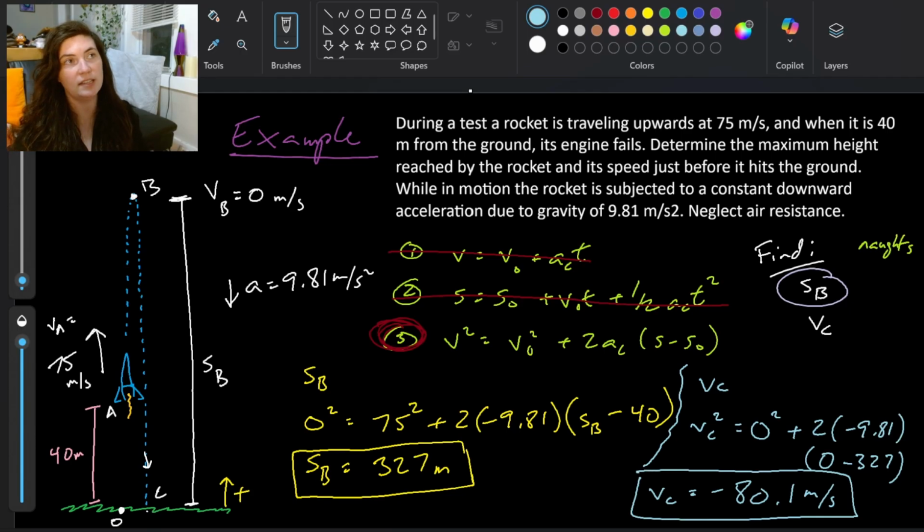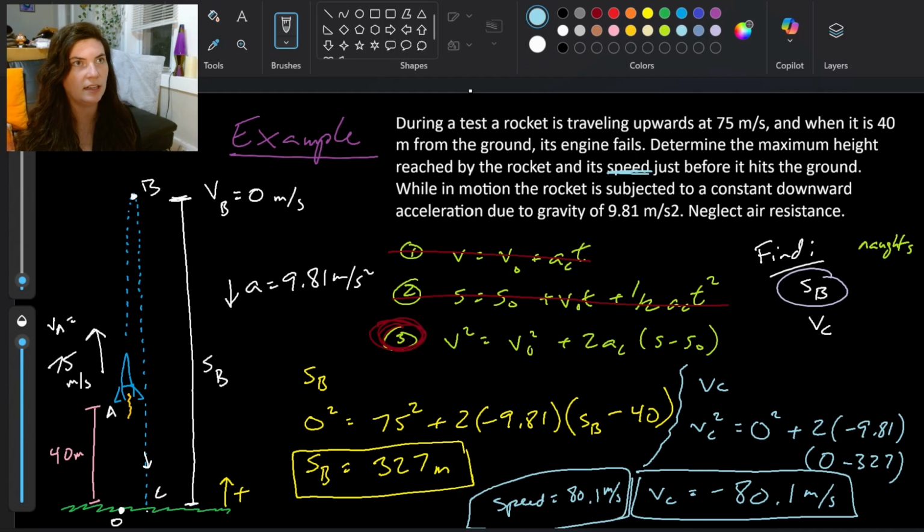Now that of course is velocity, it's a negative sign because it's going downwards towards the Earth, but the question did just ask for speed, so I really don't need to say negative 80.1 meters per second. I can just say speed is 80.1 meters per second. Speed does not get a negative sign on it, it's just the absolute value of your velocity. The speed is 80.1 meters per second. Just recognize the difference there between speed and velocity. Velocity has to have the negative sign.